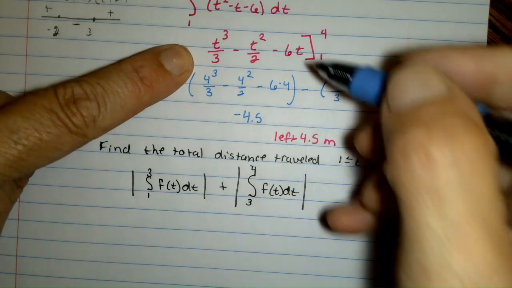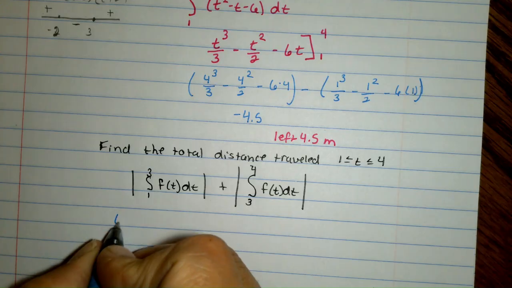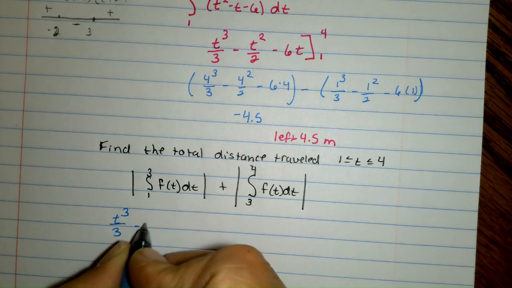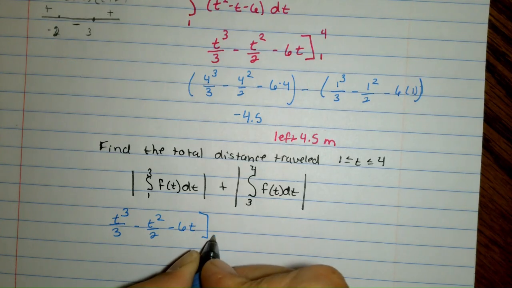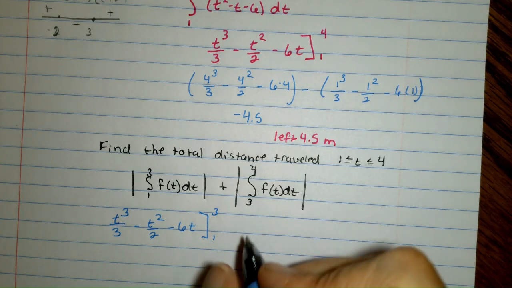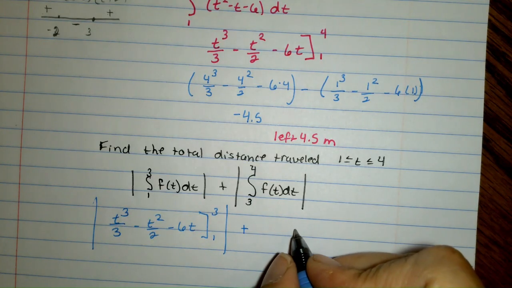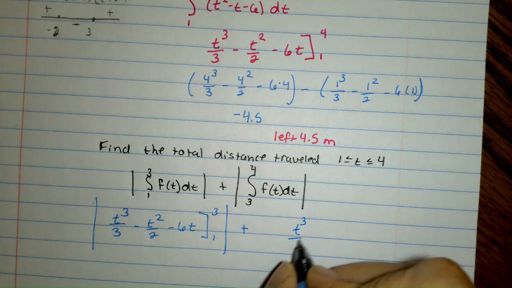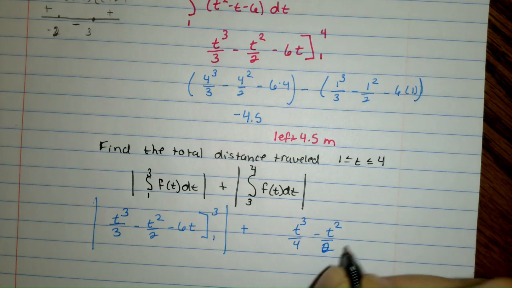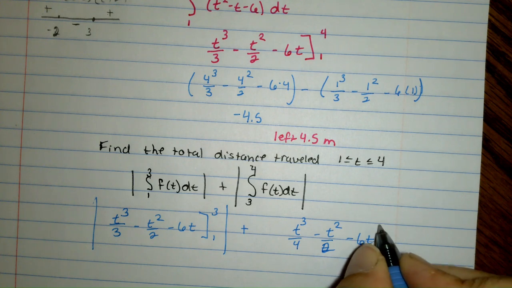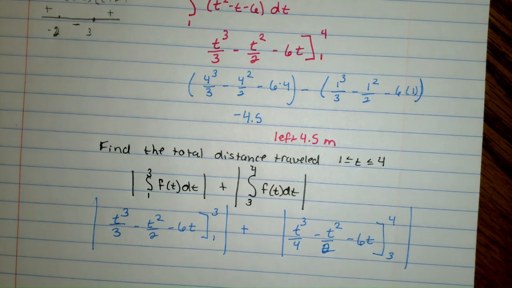So I'm going to use this. I'm just going to use different numbers, right? So we'd have t cubed divided by 3 minus t squared divided by 2 minus 6t from 1 to 3. I want to make that positive, plus t to the third divided by 3 minus t squared divided by 2 minus 6t from 3 to 4. And again, we want that absolute value.